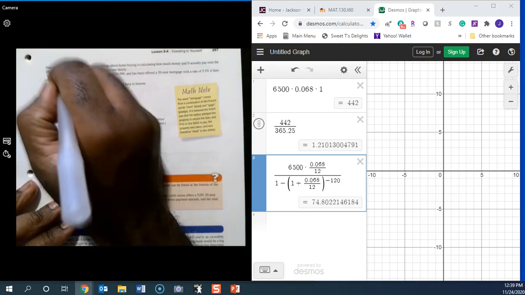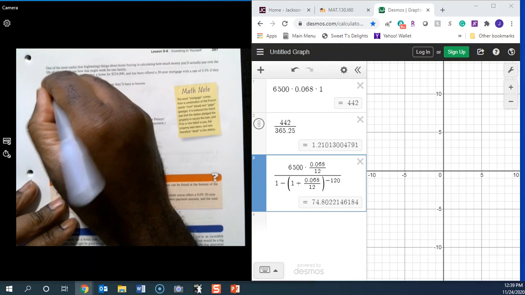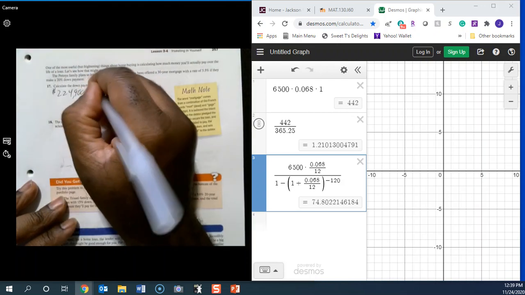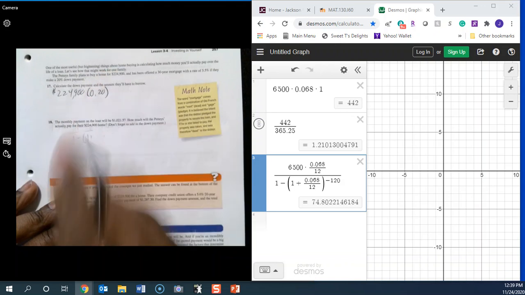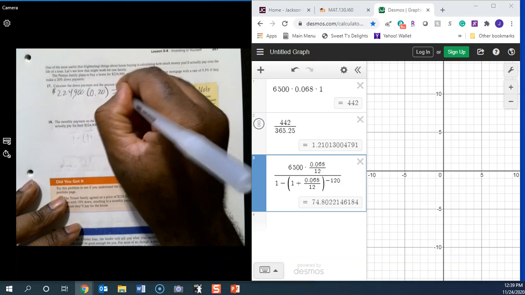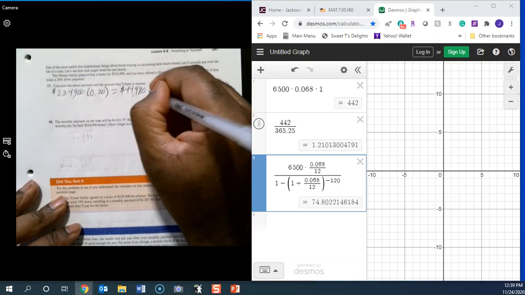So the down payment will be $224,900. And the down payment, they're going to put 20% down. So it'd be 0.20. And when you multiply this out, it'll be $44,980 will be the down payment.